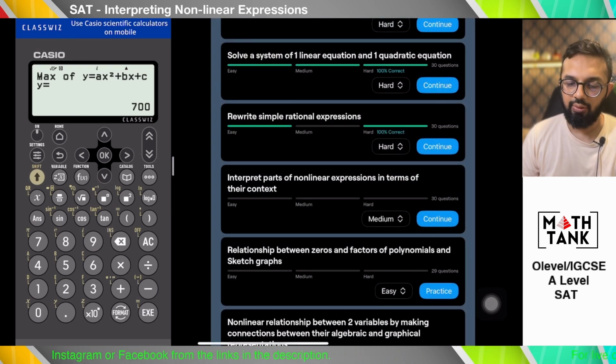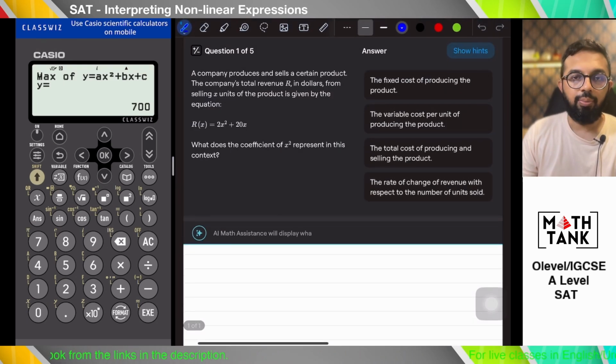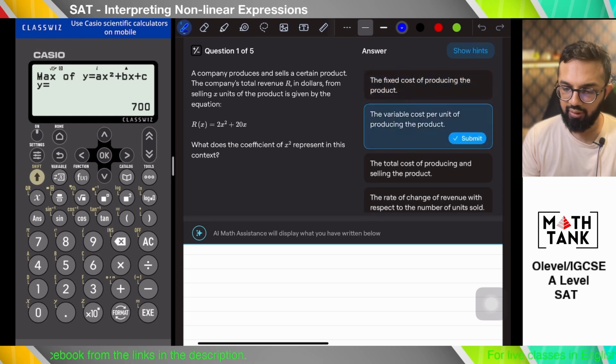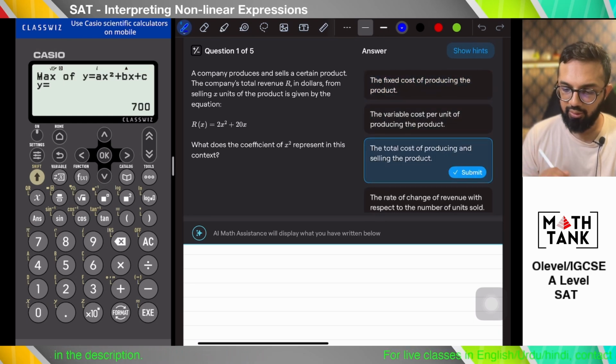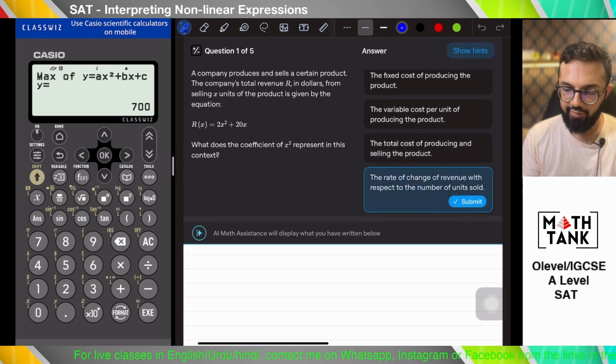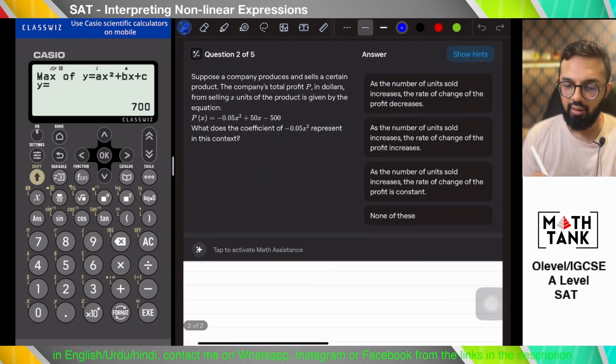More medium level questions on the way. The company sells a certain product. The company's total revenue in dollars from selling x units is given by the equation. What is the coefficient of x squared in this context? I think it can't be the fixed cost, it can't be the variable cost per unit, it can't be the total cost because this has nothing to do with cost. It's the rate of change of revenue. That's the only thing relating to revenue.